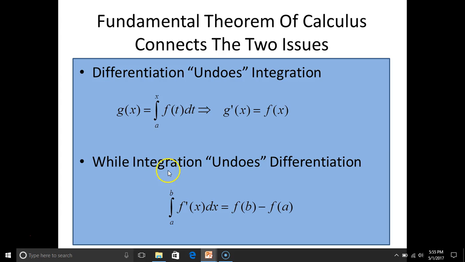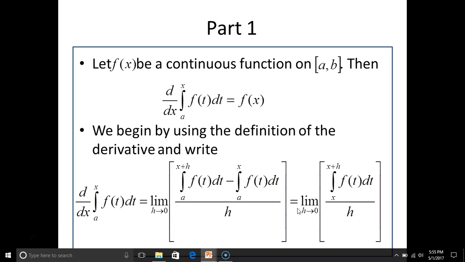On the other hand, if I have an integral from a to b, and inside the integral I have a derivative of some function, then the integration undoes that derivative, and I evaluate it by the upper value of the function minus the lower value of the function. So let's see how you prove this.